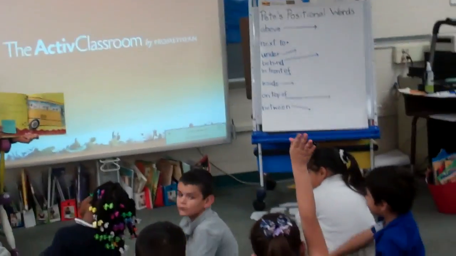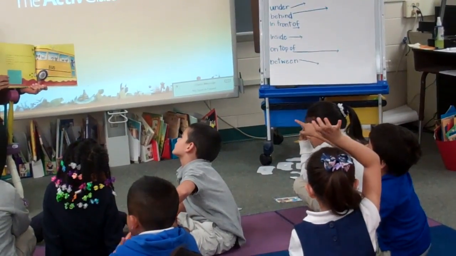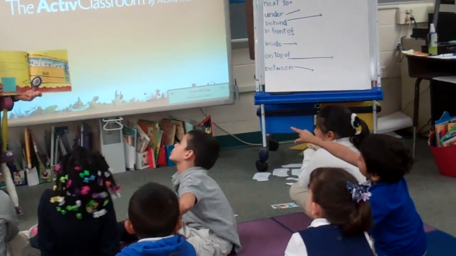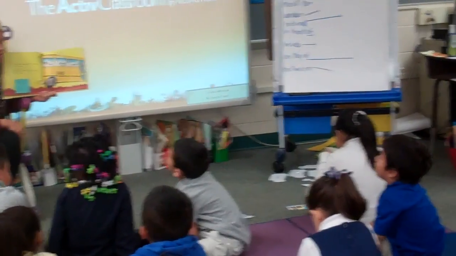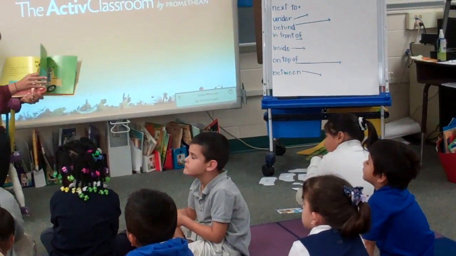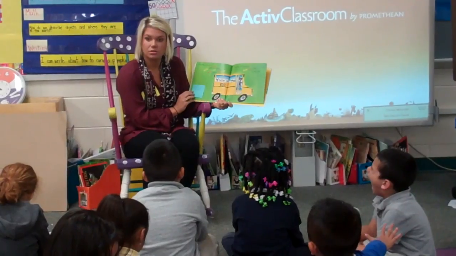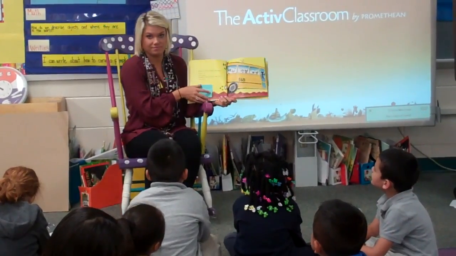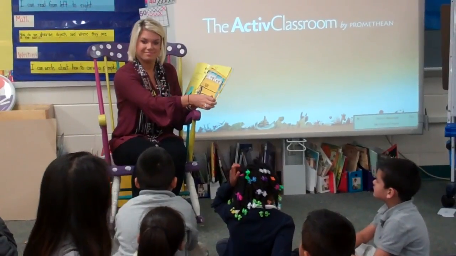Where is the bird in this picture? Carlos, where can you tell me about the bird? Up there. He's on here, so where is he? Roof. He's on the roof, so he's on top of the bus, right? Good job, Carlos. Oh, sorry, I didn't look it up. It says on top of the bus.